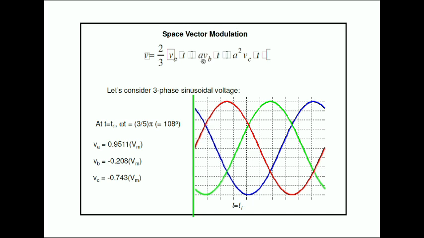Let it be like that, but keep it in mind that it is 2 by 3 into va of t plus a vb of t plus a square vc of t.